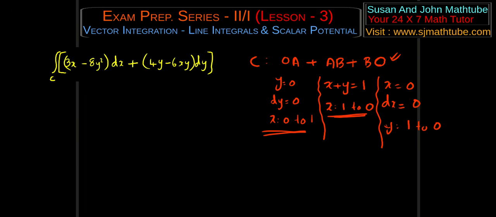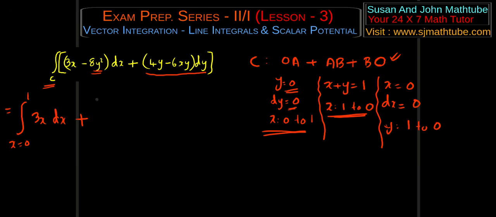So what we do is we integrate. The integral over C is divided into 3 parts. So this is equal to the integral over OA. OA means x is going to change, x varies from 0 to 1, and you can see that y is equal to 0 and dy is equal to 0. So this whole thing will vanish, and from this part we get 3x dx.